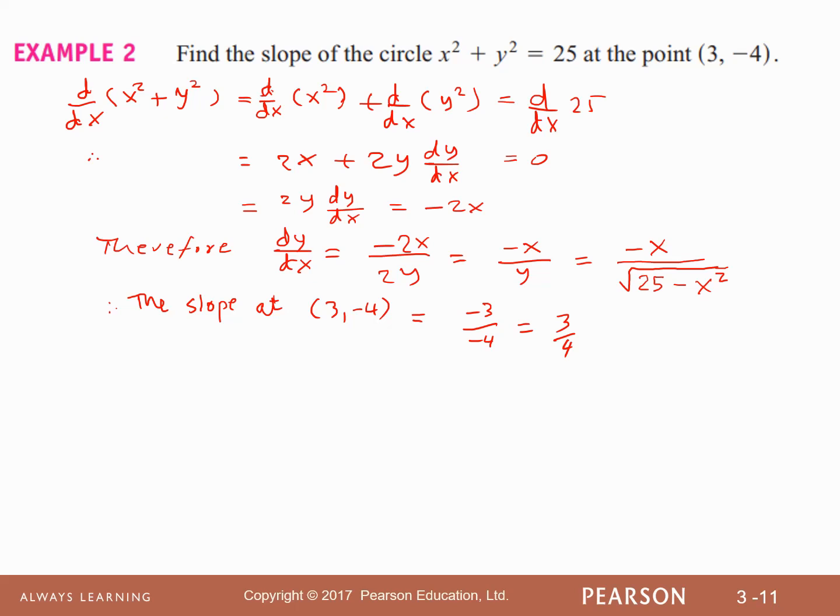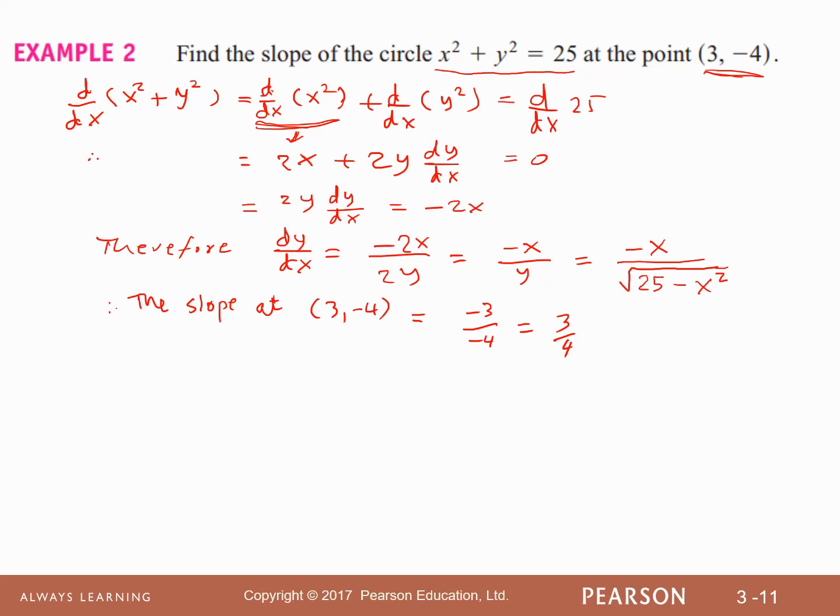So find the slope of the circle. This is the circle, x squared plus y squared equal to 25. We want to find the slope at this specific point. We will do the same, right? Because this is a composite function, right? So let's just go ahead and do the derivative of the first and the derivative of the second. The derivative of the first goes the same way that we normally do. Derivative of this will be equal to 2x, right? But derivative of this, we have to go from the outside: derivative of the outside multiplied by derivative of the inside, because this is composite, right?